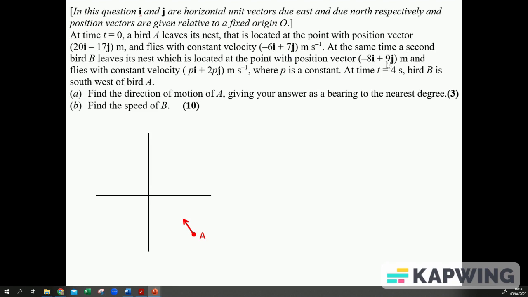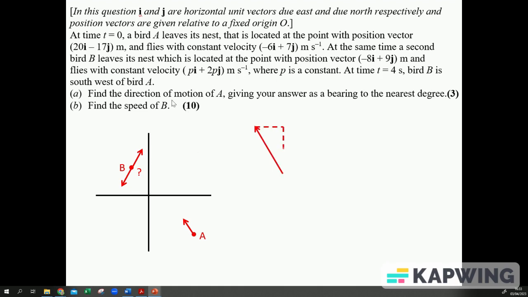And then bird B has initial position vector minus 8i plus 9j, so it's about there. And it's got that constant velocity, so the j component we just know is twice the i component. So it might look like this, or it might look like this, which actually it does. We just don't know yet. And it says at time t equals 4, bird B is southwest.